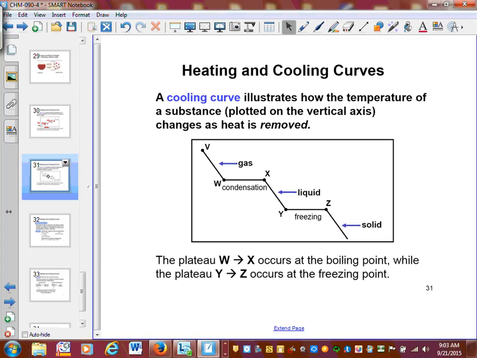Cooling is just the opposite. We start with the gas and cool it down until it starts condensing. As long as we have vapor and liquid, it'll stay at the same temperature until we get to all liquid. Then we can cool the liquid. When it starts freezing, it'll stay at the same temperature until we get all solid, then we can cool it even more.